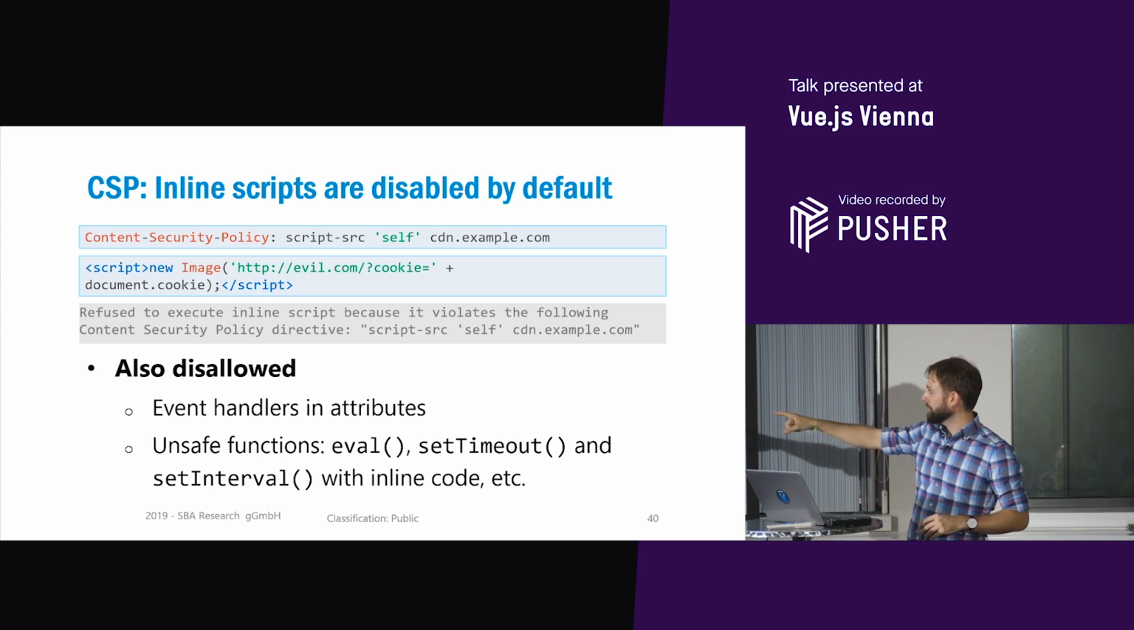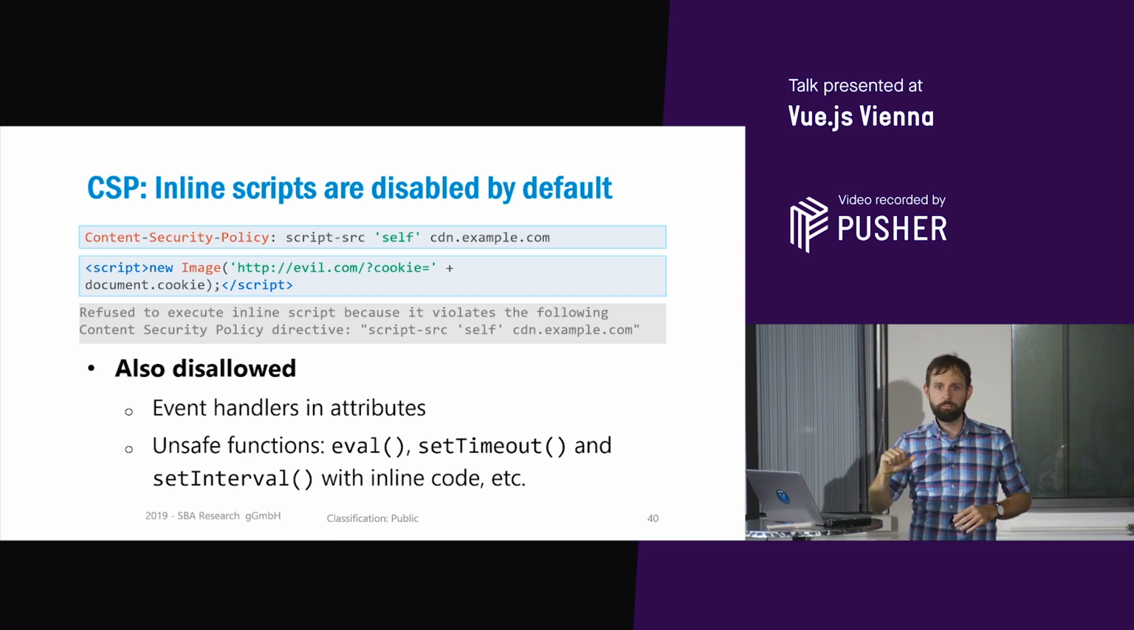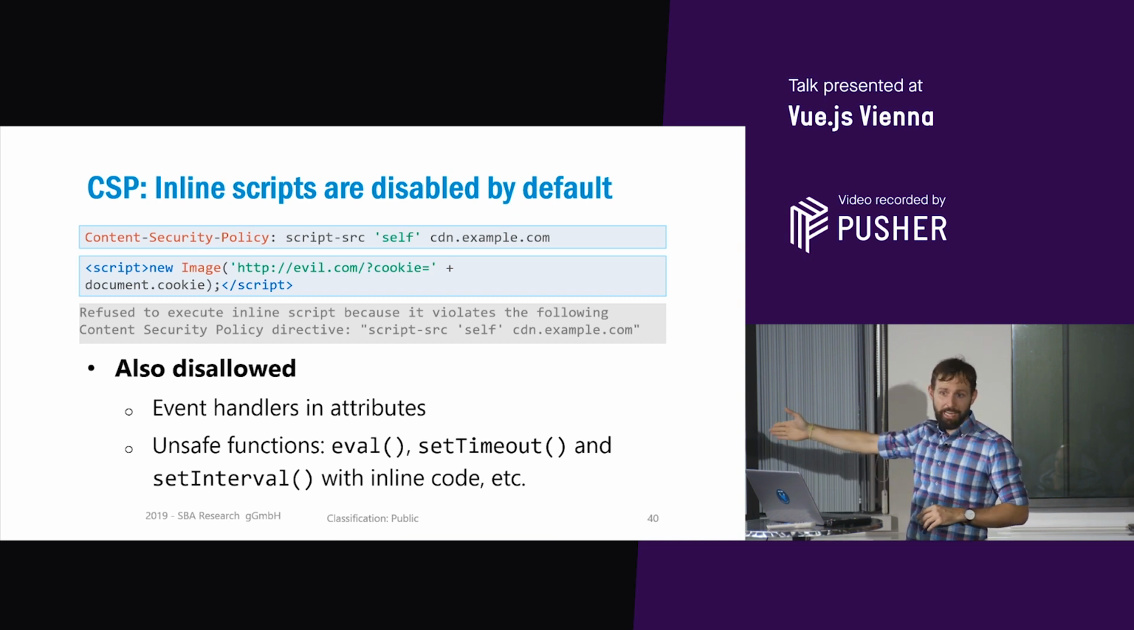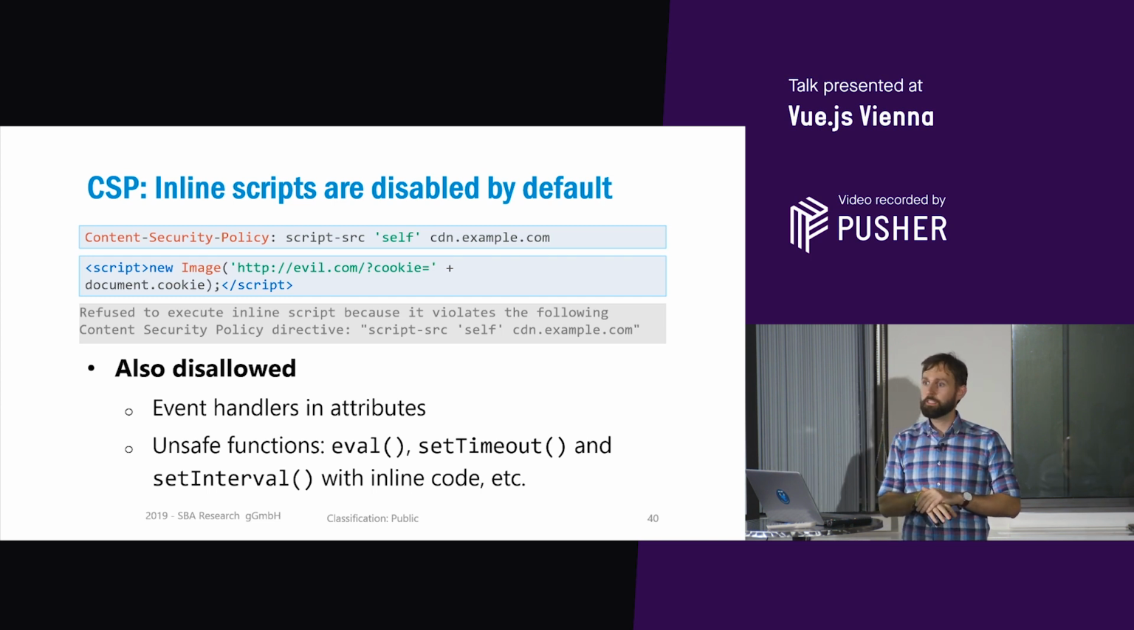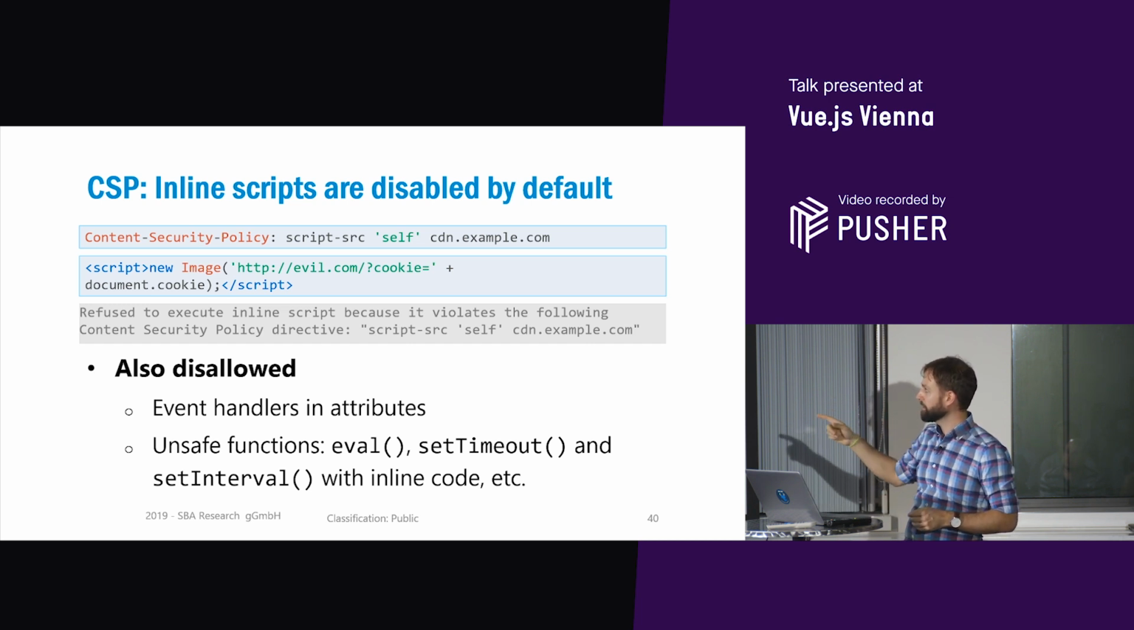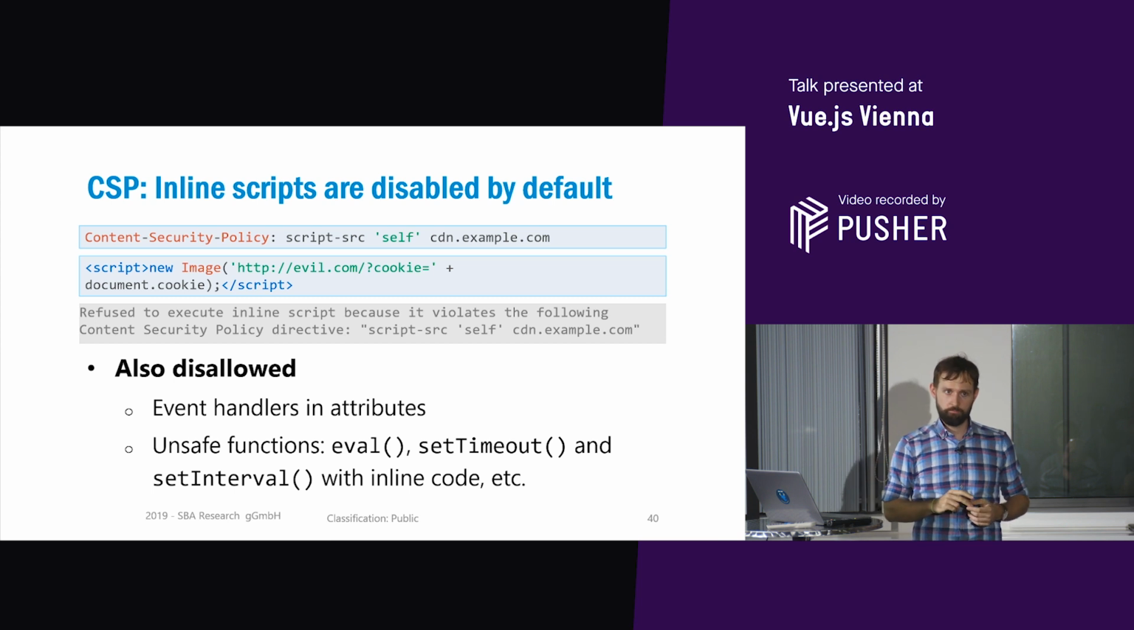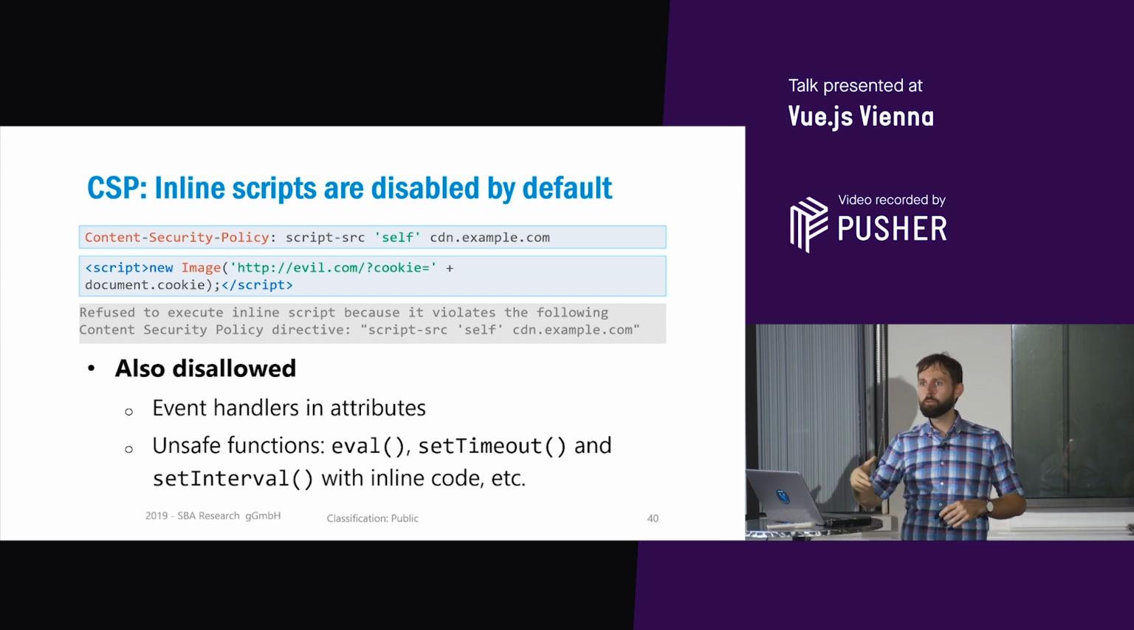And unsafe functions like eval, set timeout, and set interval. I showed you the example of set timeout. It takes a string directly and it can execute JavaScript. So it's going to be disabled also. AngularJS version 1 did not work with the content security policy like this because it used eval a lot. Okay? Starting from Angular 2 and also Vue.js, it does work because they don't use eval anymore.